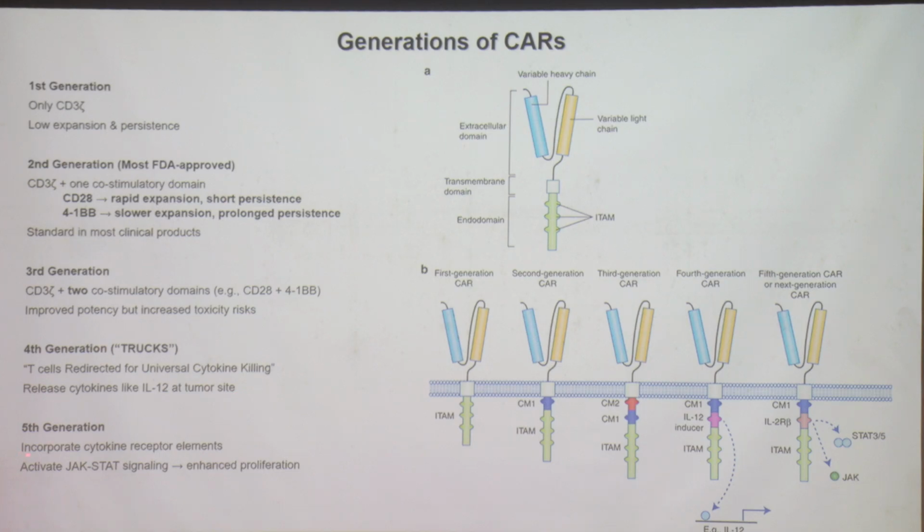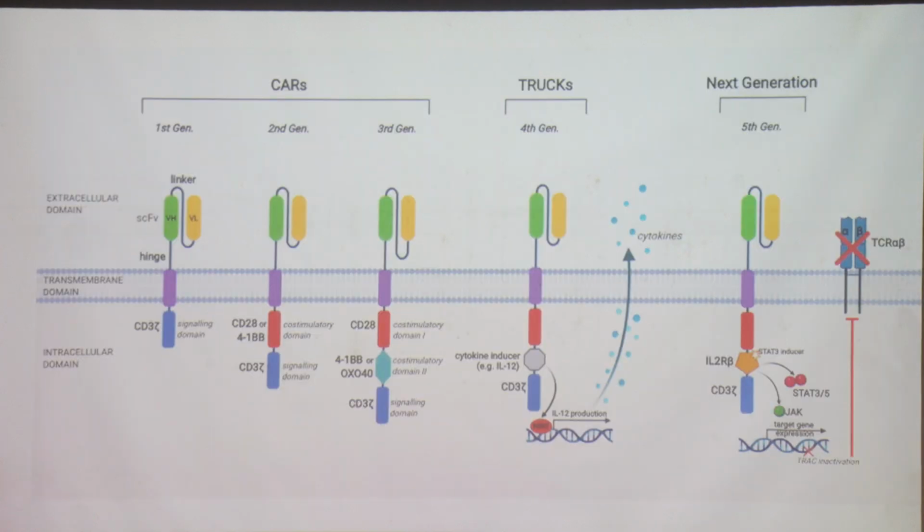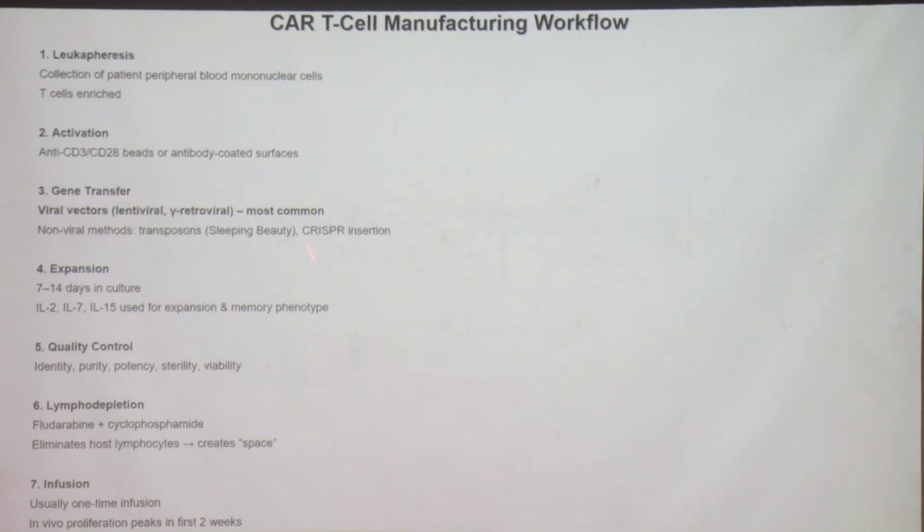So this incorporates cytokine receptors, activates JAK-STAT signaling. They enhance proliferation of these cells, 4 generations required for universal cytokine killing. So don't worry about that, but what I'm saying is that we have highly advanced CAR T therapy now, okay. So this is first generation. It's just telling you different kinds of signaling domains which are added, okay, to make them even more powerful. So right now we are on the 5th generation.